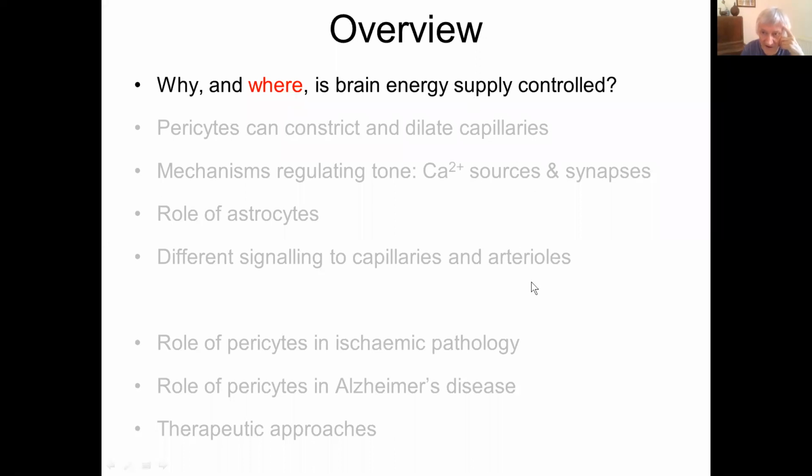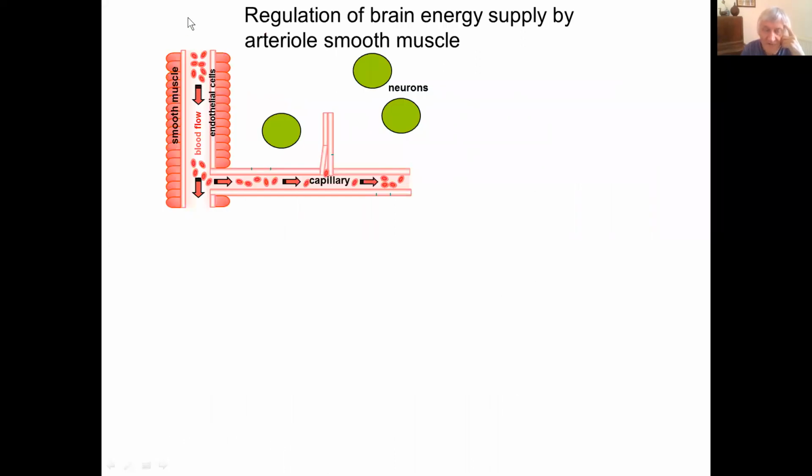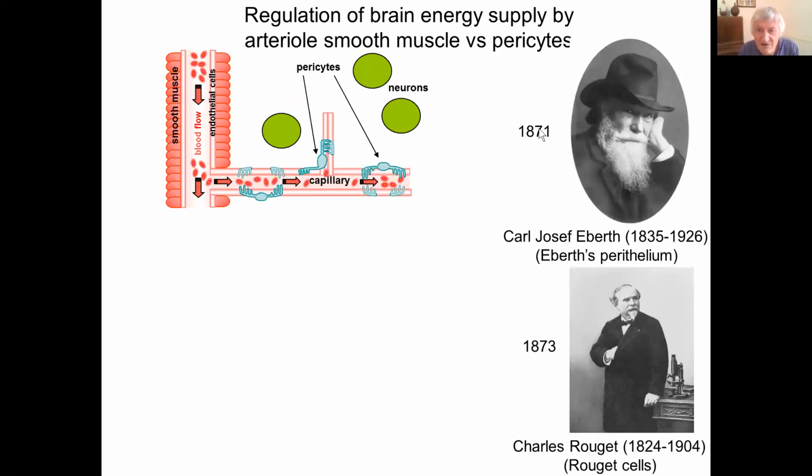So where is brain energy supply controlled? If you think about the cortex, blood comes down from the surface of the cortex through penetrating arterioles and goes into capillaries, which provide nutrients to the neurons. And the dogma used to be that most energy control is done at the level of the arterioles by the smooth muscle adjusting the diameter of the arterioles and hence the blood flow. But it turns out to be more complicated than that, because these guys a very long time ago, one in Germany and one in France, discovered these cells which turn out to be contractile, at least some of them are, called pericytes, and they can also regulate blood flow at the capillary level.